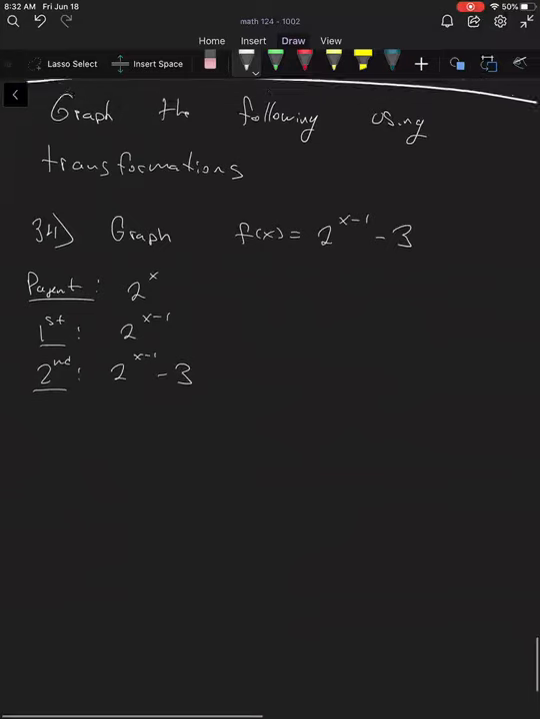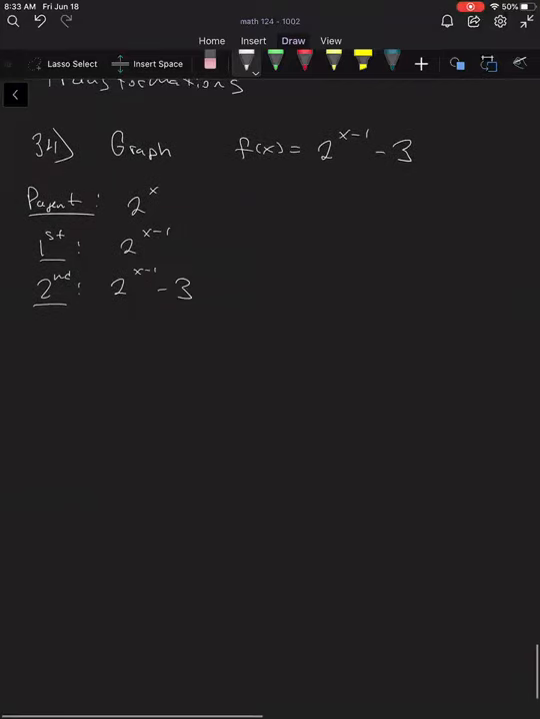So we start by graphing our parent function, 2 to the x. 2 is bigger than 1, so the parent function is going to look like this. We have the point 0, 1, and we have the point 1 comma 2. So here's 2 to the x.